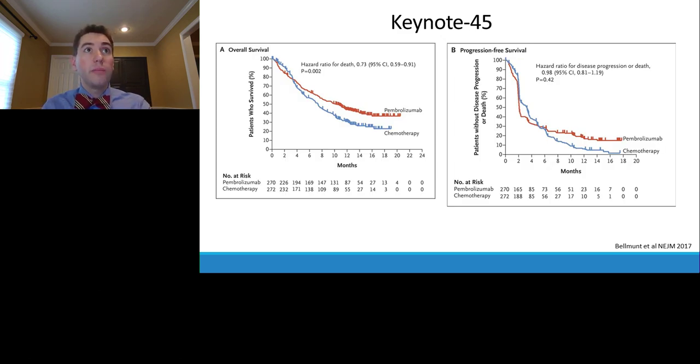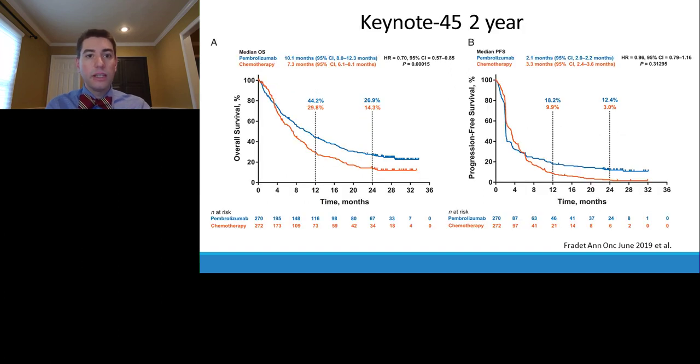And pembrolizumab, when compared to chemotherapy, showed an overall survival benefit of 10.3 months versus 7.4 months, which was statistically significant. And this held up in the 2-year review.